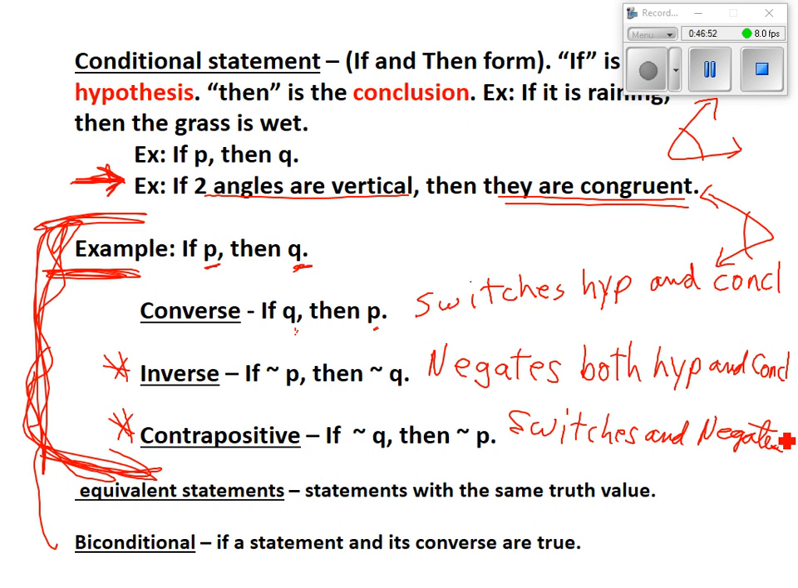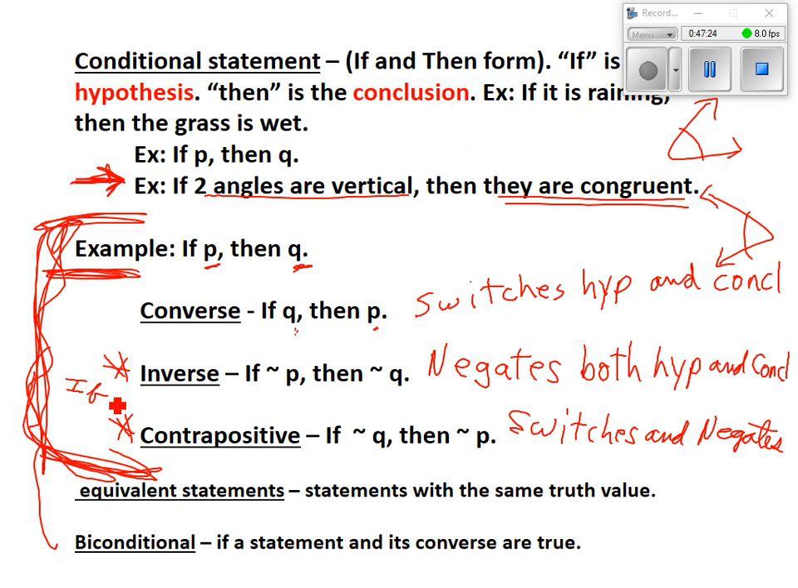What would the contrapositive of that two angles sentence be? Be careful, contrapositive is a little harder. If two angles are not congruent, then they are not vertical. Alright? The contrapositive is the hardest one to decide whether it's true or false. Converse, you can probably use your brain and decide whether it's true or false. Inverse, same thing. Contrapositive is a little harder, and I'm going to tell you this. You might want to write it down.